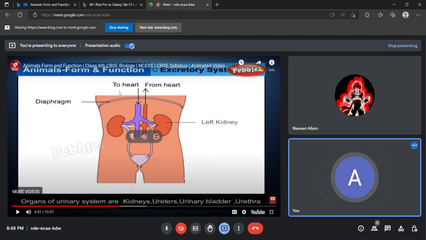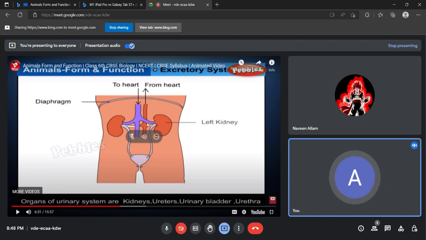Now what will happen? This blood vessel will carry the blood from the heart. I'm sorry, actually there is some mistake here, I guess. See, this purple one is the vein. It will take the deoxygenated blood and carry it to the heart.